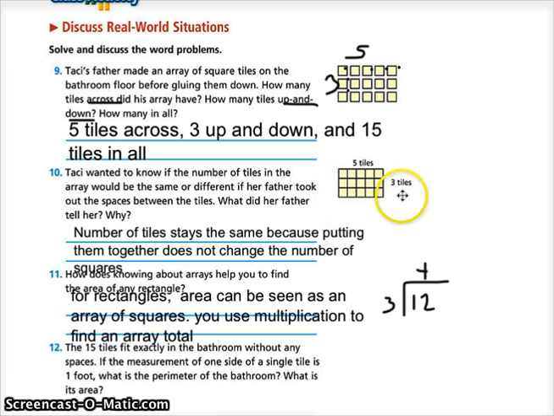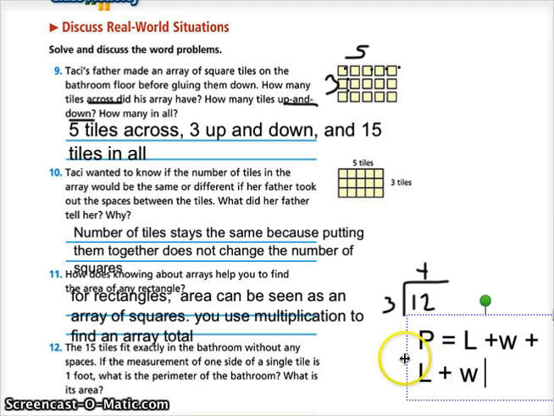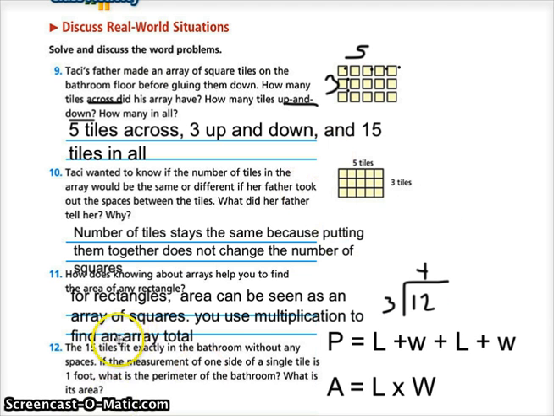So we want to look at this figure. They want us to figure out perimeter. Remember, perimeter equals length plus width plus length plus width, and area equals length times width. So we wanted to figure out the perimeter.